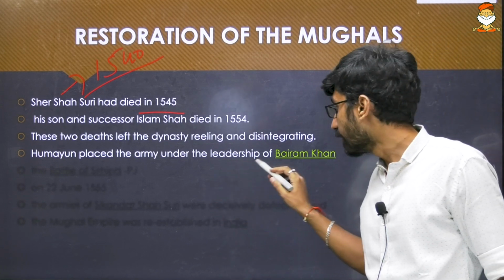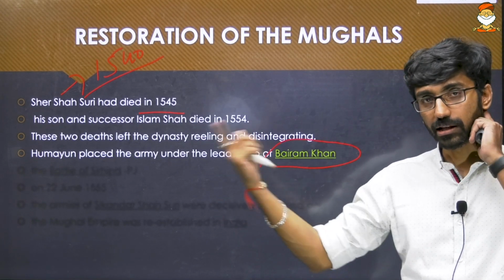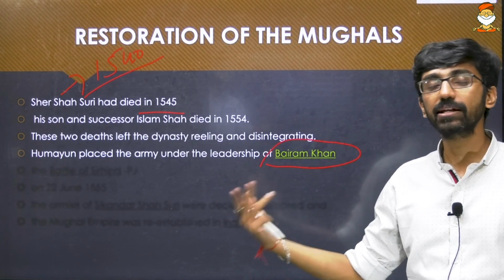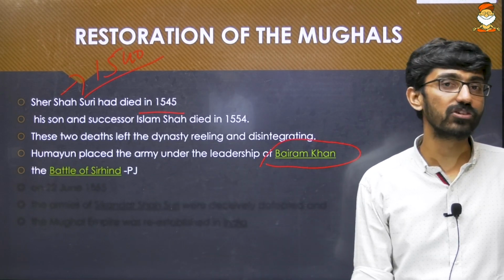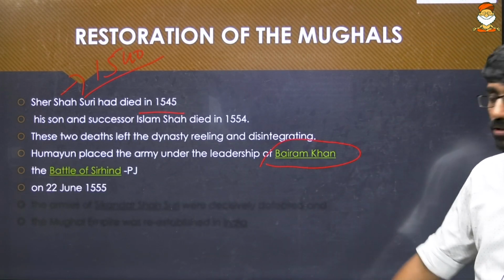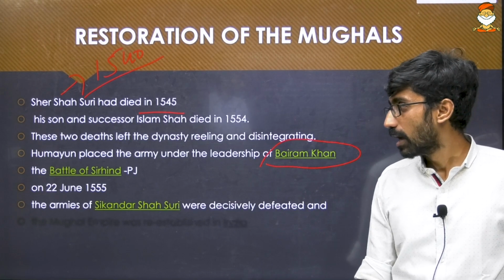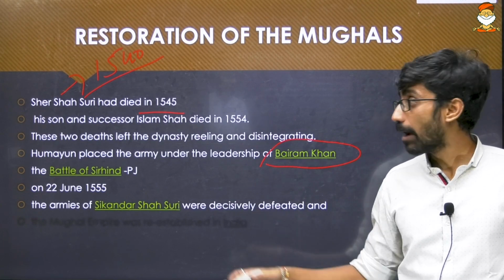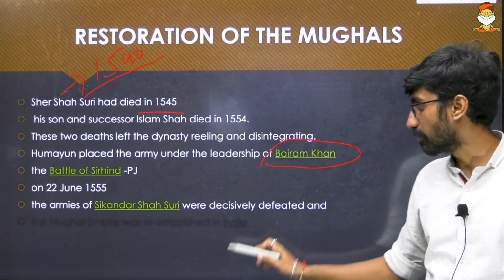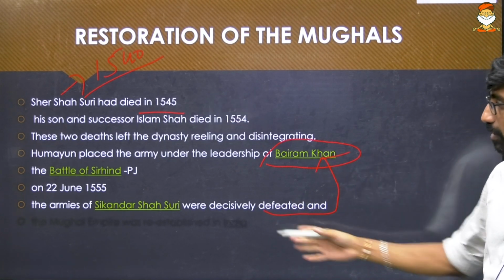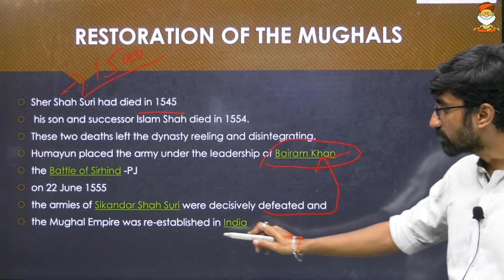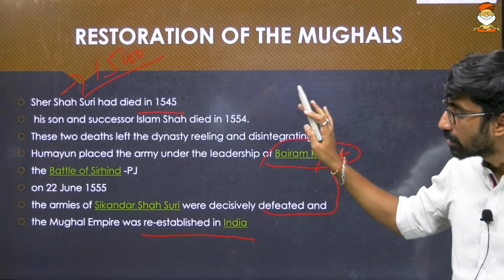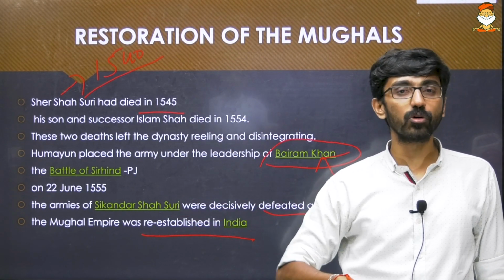And that is the reason he used Bairam Khan to lead the same family's army. So Bairam Khan led the army against the Sur Empire and this led to the Battle of Sirhind in Punjab. This is the first battle we can talk about, on 22nd June 1555. The armies of Sikandar Shah Suri, who belonged to Sher Shah Suri's family, got defeated by Bairam Khan in the Battle of Sirhind in Punjab. The Mughal Empire was re-established in India, but again the Surs were able to recapture it one more time.